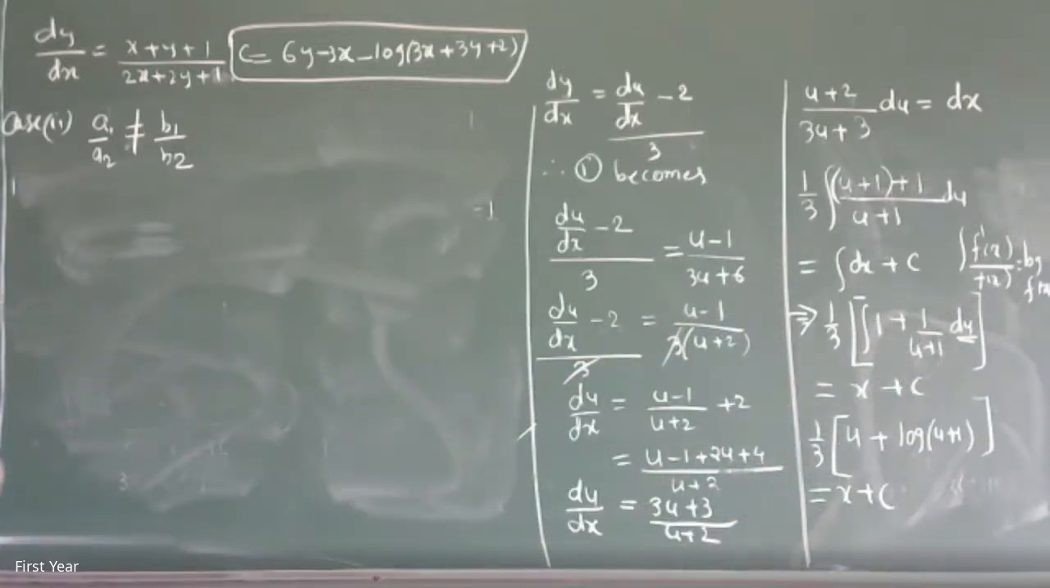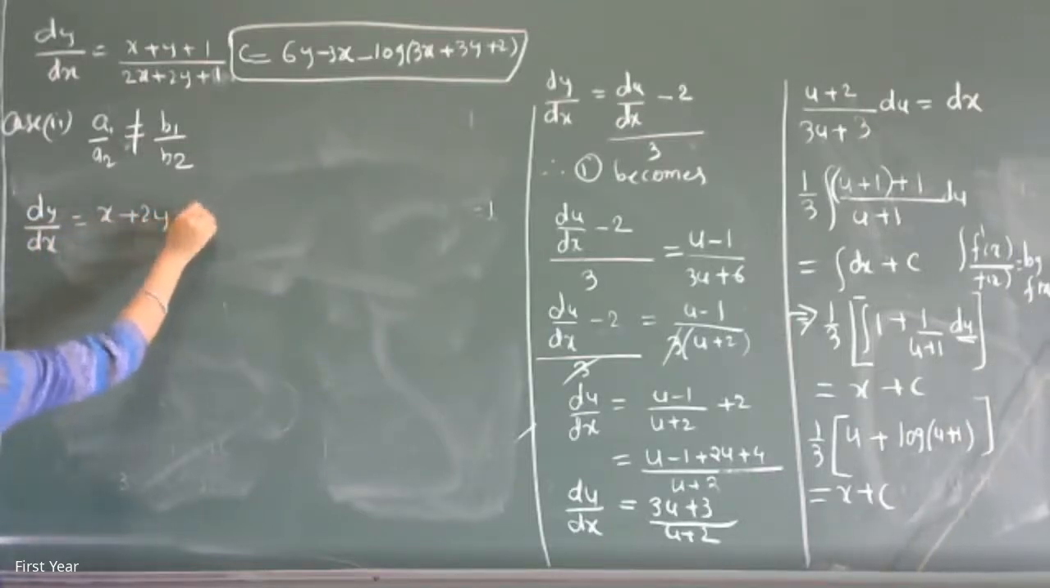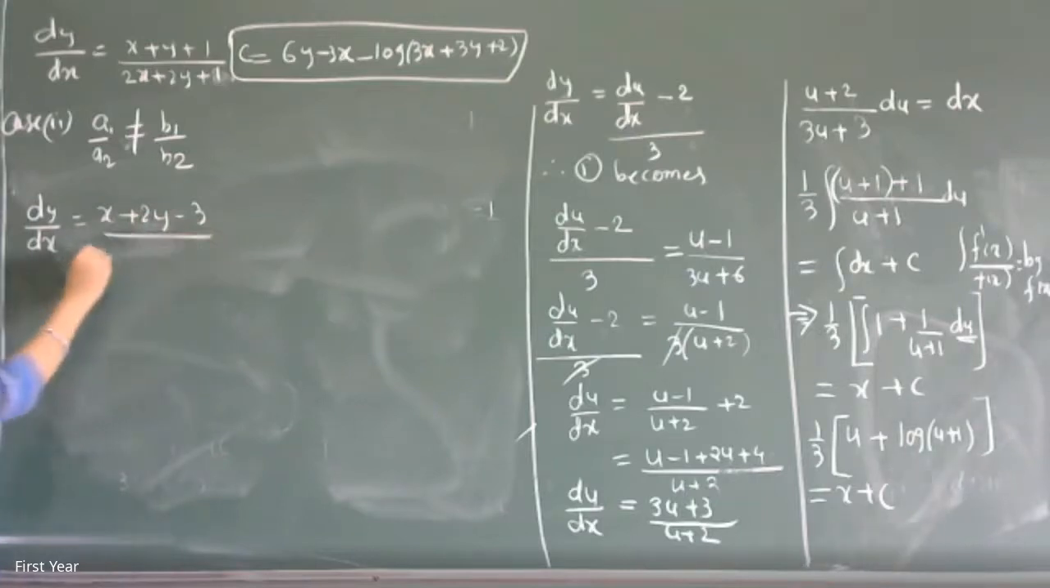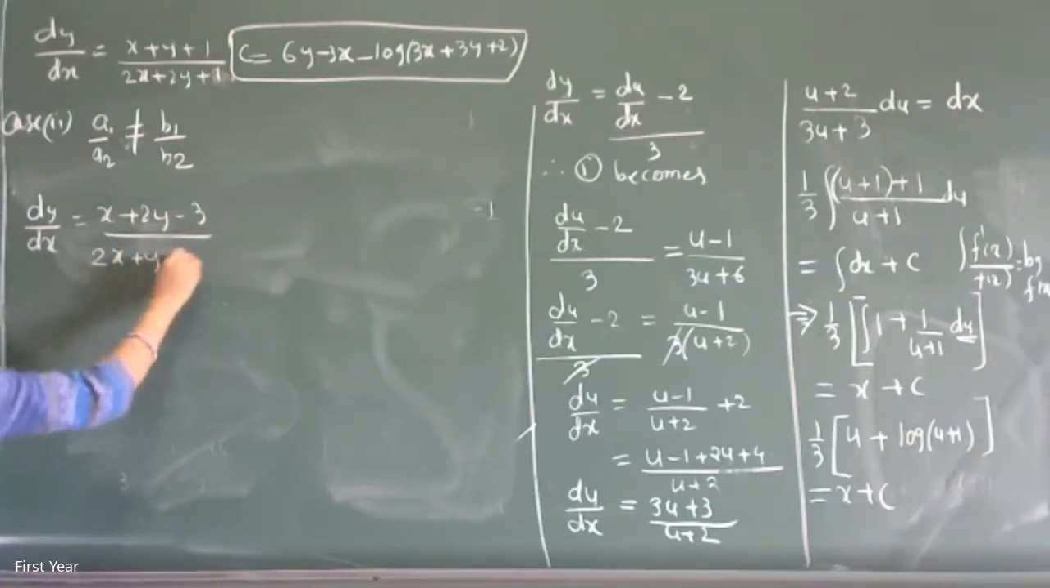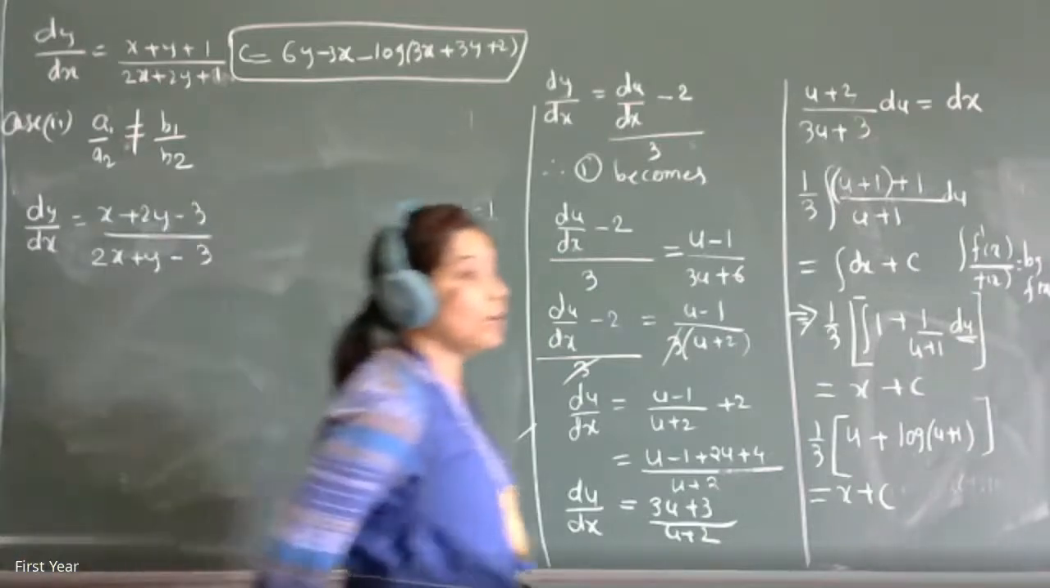So take down the question. Solve the differential equation dy by dx is equal to x plus 2y minus 3 upon 2x plus y minus 3. This is your question. Now again, obviously, this is not variable separable. This is not homogeneous. Can anyone tell why it is not homogeneous?